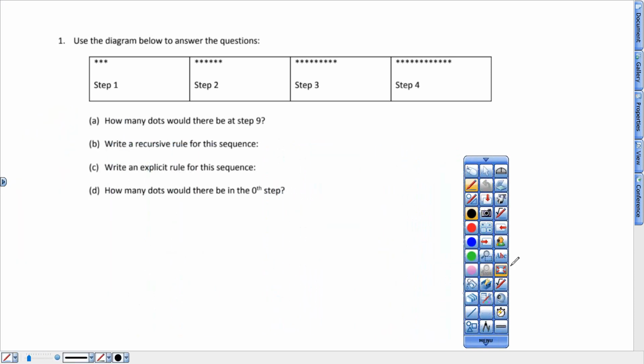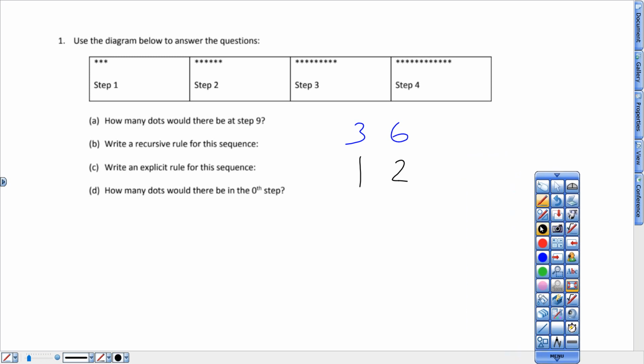I got step one. I have 3 dots. Let's do that in blue. Step one, 3. When I go to step two, count them up. I got 1, 2, 3, 4, 5, 6. Looks like I'm going up by 3. Step number 3: 1, 2, 3, 4, 5, 6, 7, 8, 9. Yep, looks like I'm going up by 3 each time. Step 4, looks like I have 12.